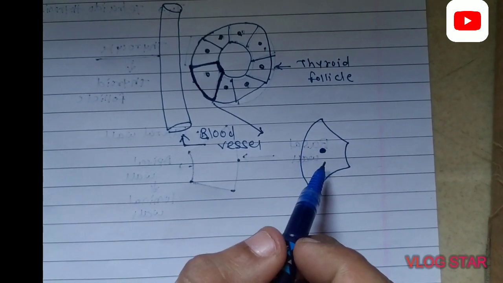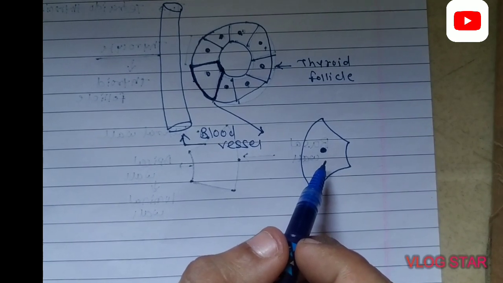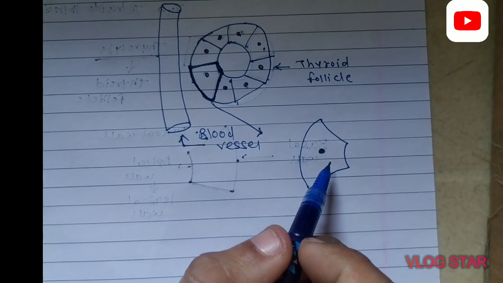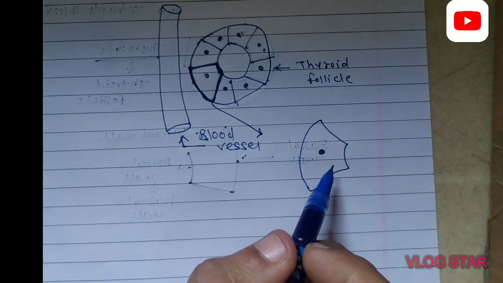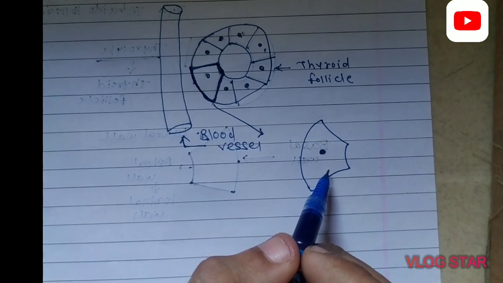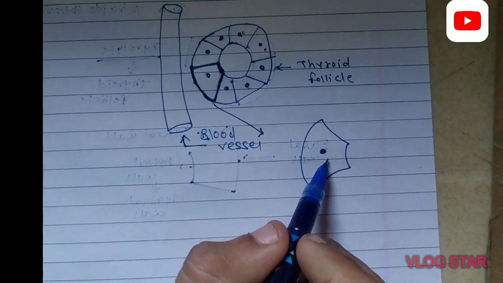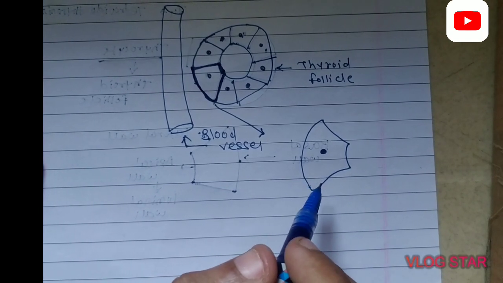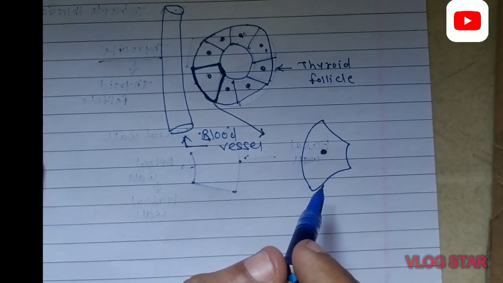The function of the thyrocyte is the formation of thyroglobulins, that is, the thyroid hormones. So the main basic functional unit of the thyroid gland is the single thyrocyte cell or thyroid follicle. The main function of this cell is the formation of thyroglobulins, that is, T3 and T4.